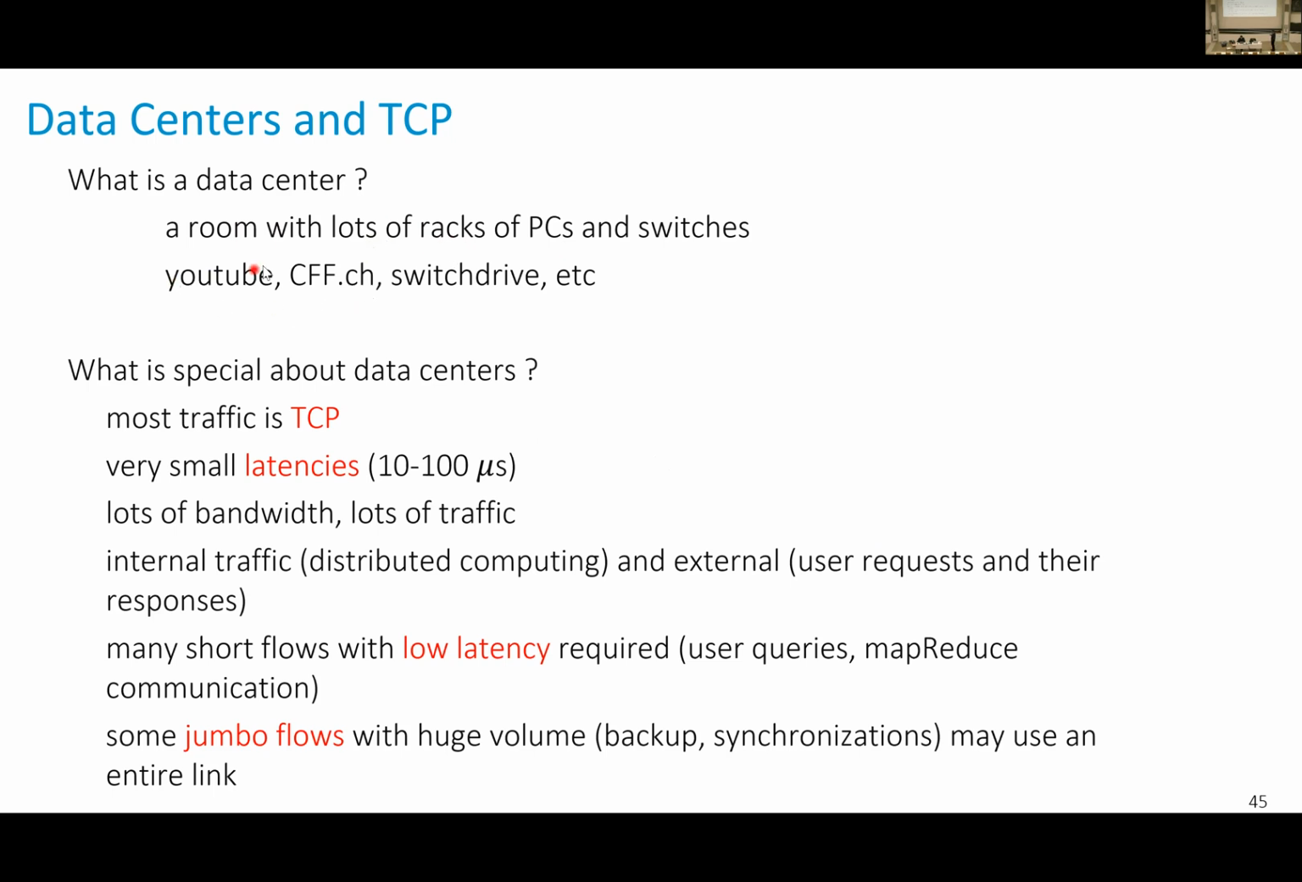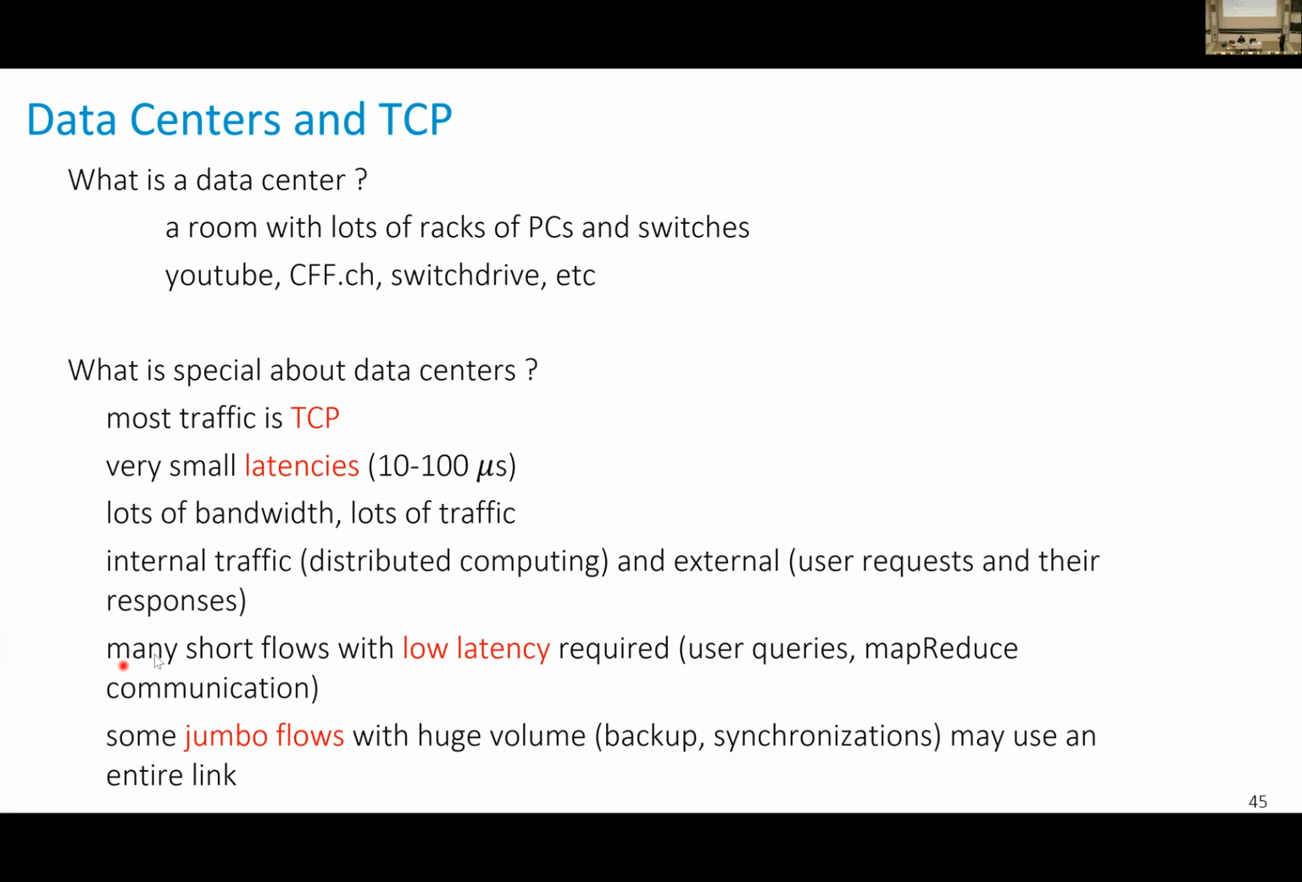And Google, Amazon, Facebook, etc. They live on this, but also smaller data centers like the EPFL data center, the CFF data center, switch drive, etc. What is special in data centers?